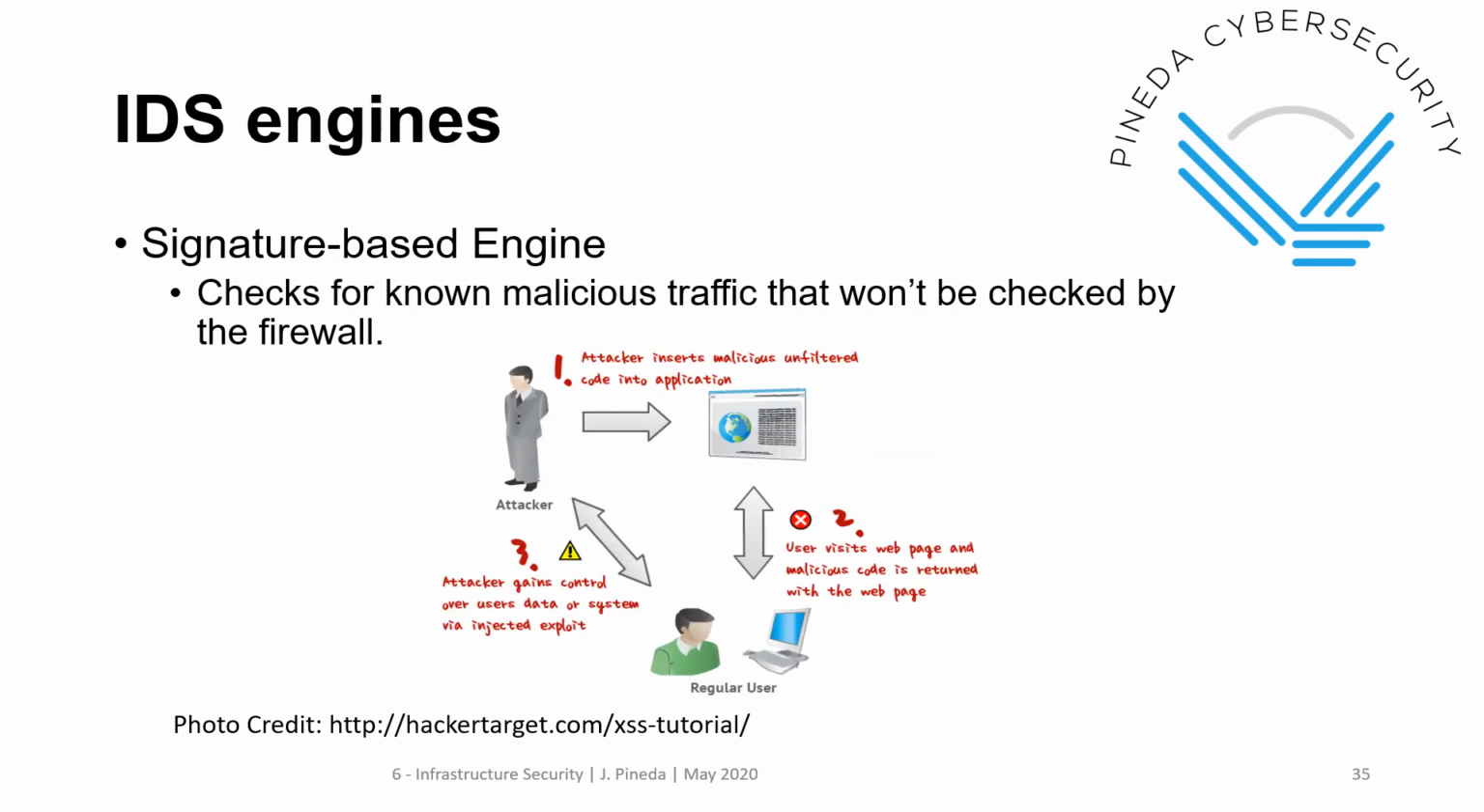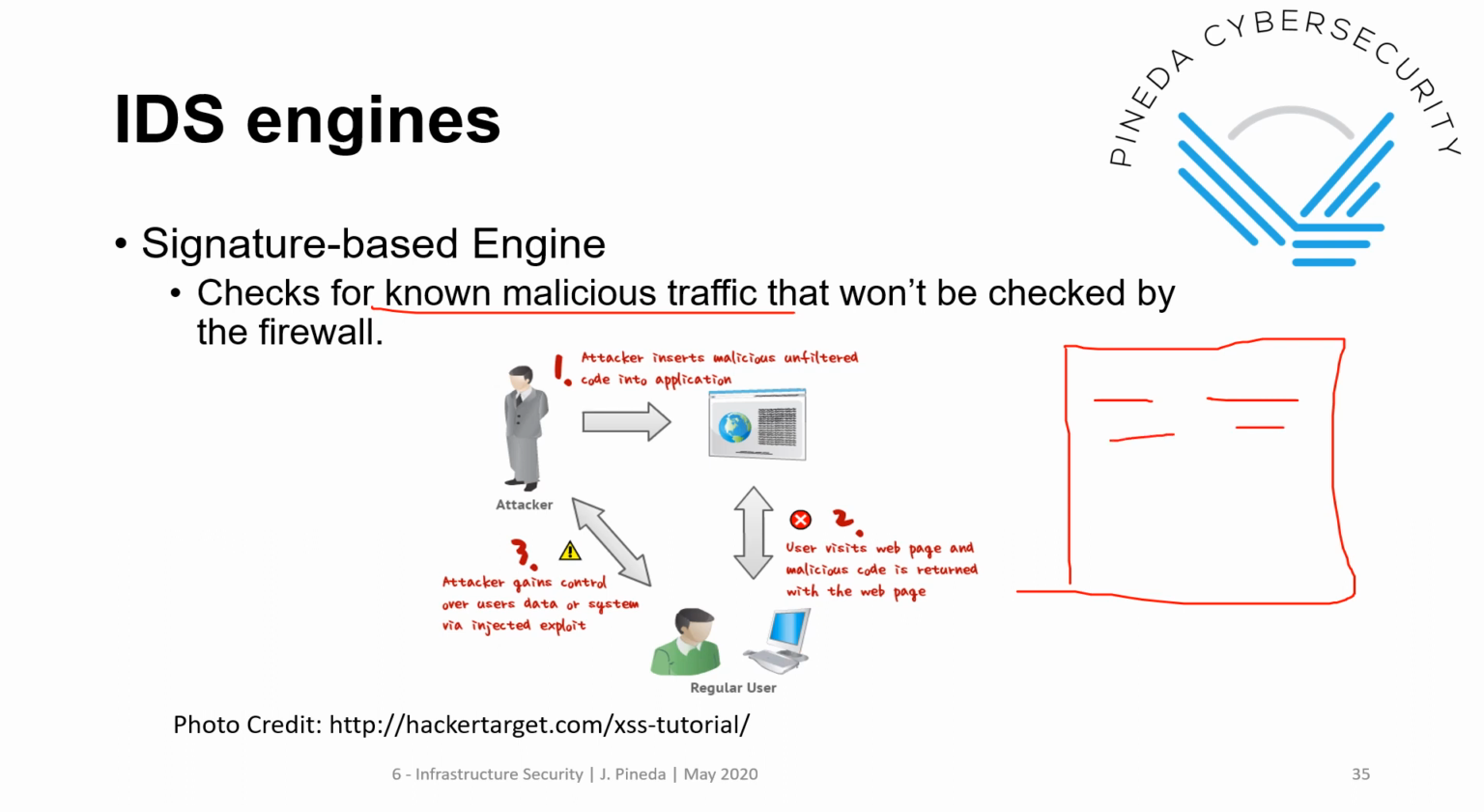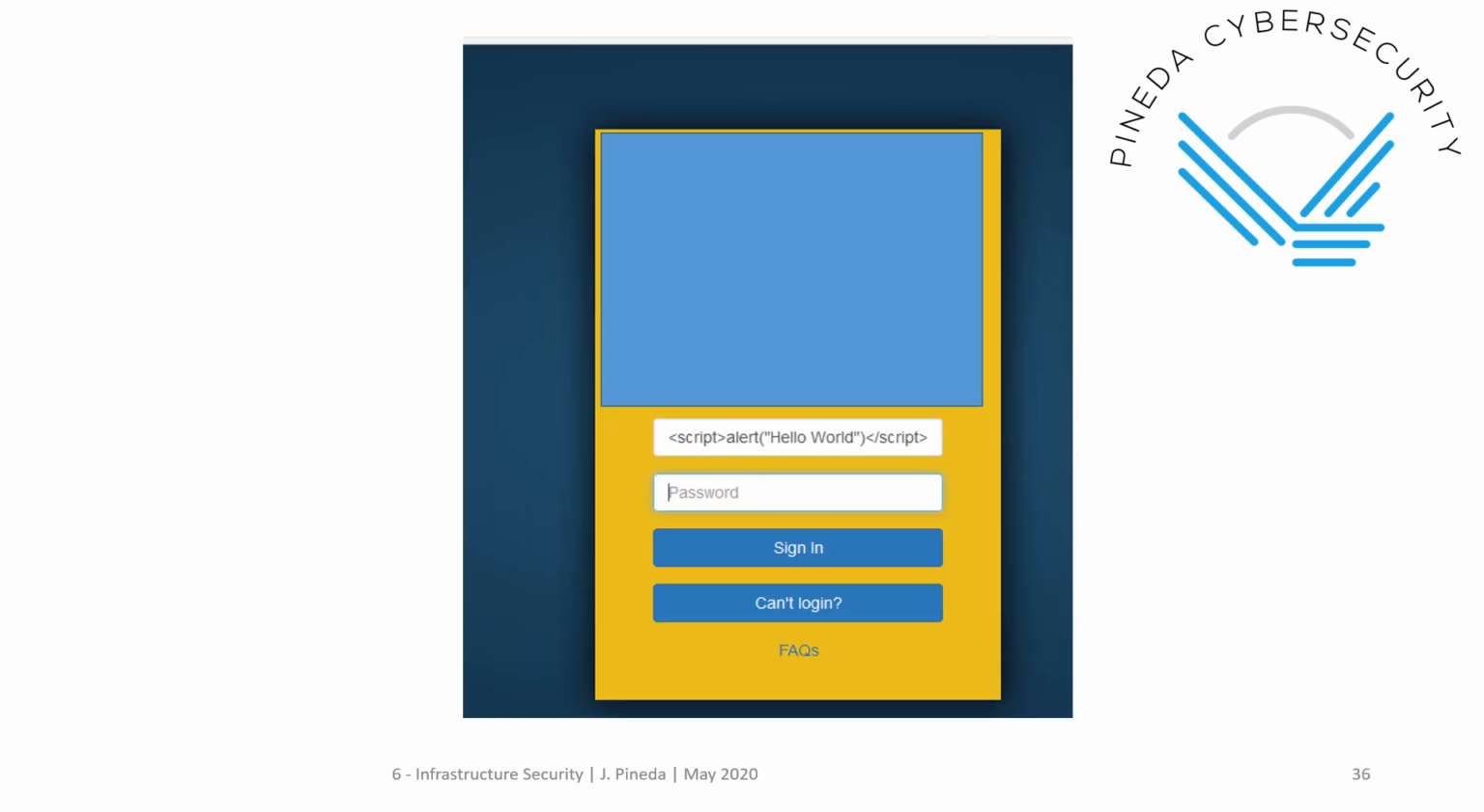Now let's go to some of the engines of the IDS. The first one is the signature-based engine, which checks for known malicious traffic that won't be checked by the firewall. In this case, it has a signature base where it matches patterns, and if it matches, then it will be tagged as potentially suspicious or malicious traffic.